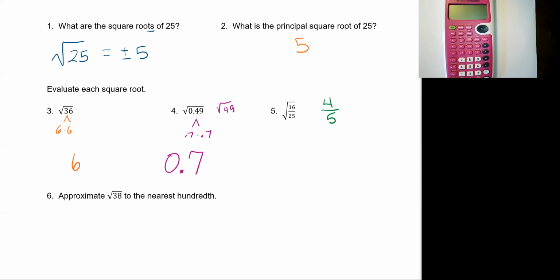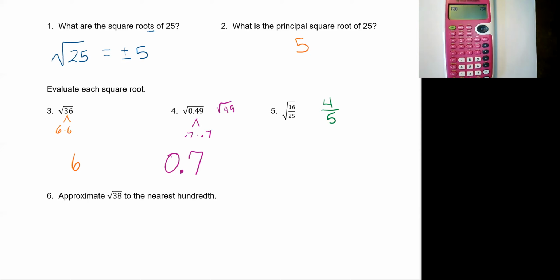And number 6, we want to approximate the square root of 38 to the nearest hundredth. In order to do this, you will notice that the square root symbol is above the x squared. So we need to press second and then x squared, and that'll give us the radical sign. And then type in the radicand and press enter.